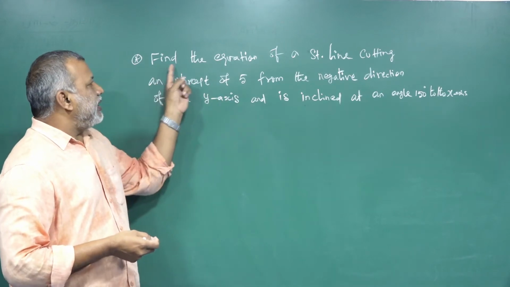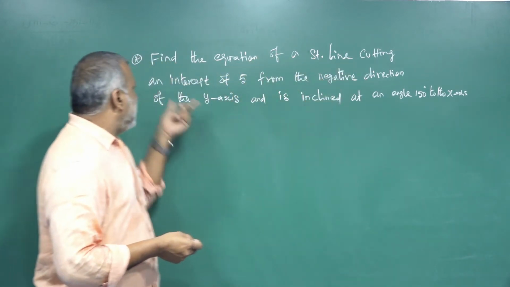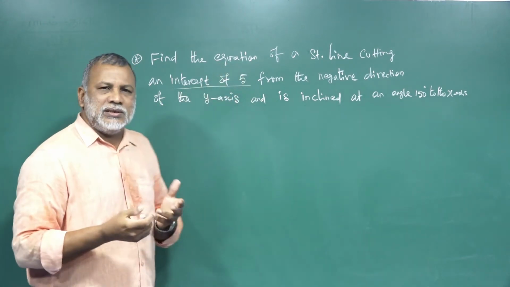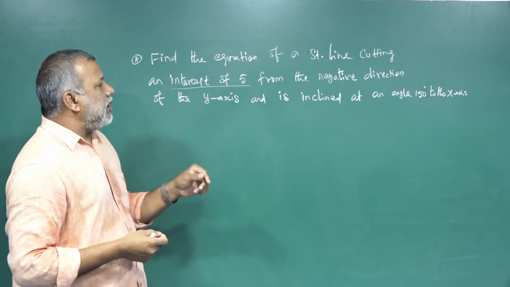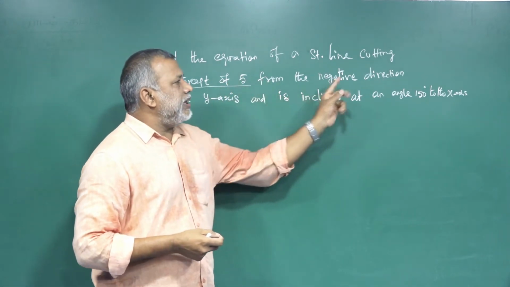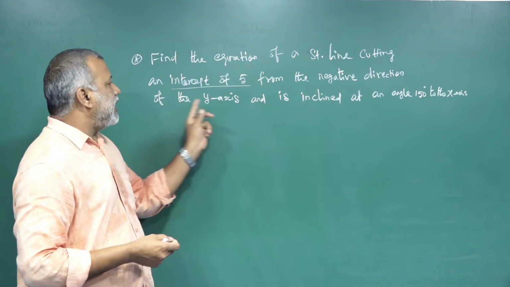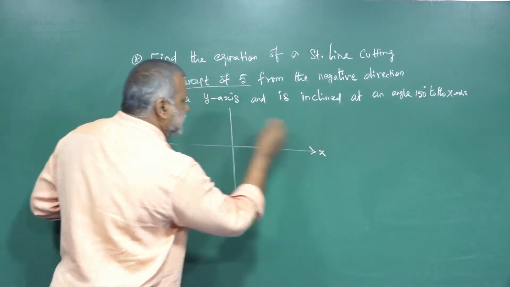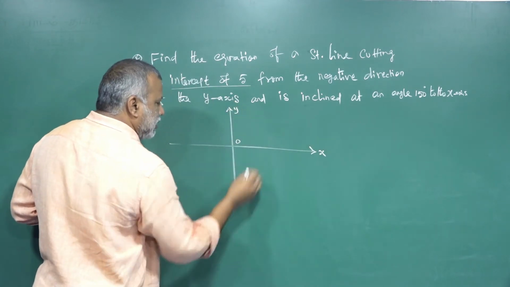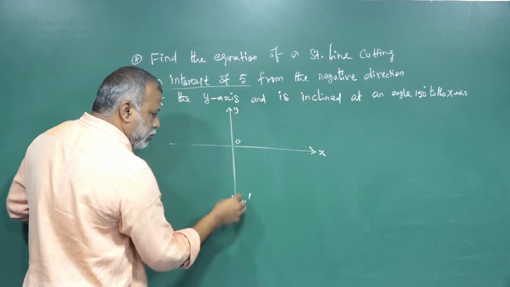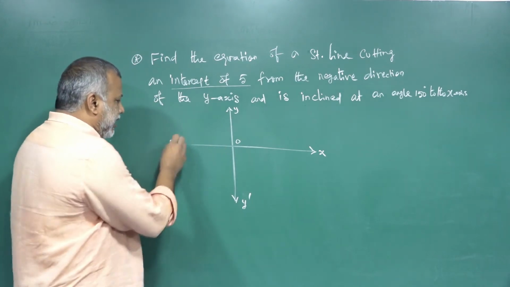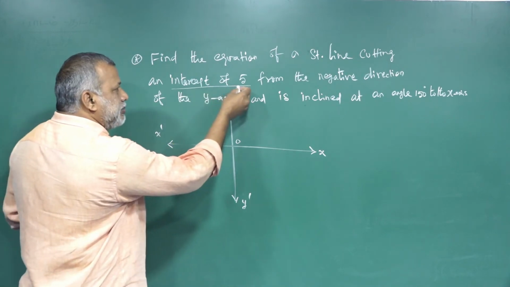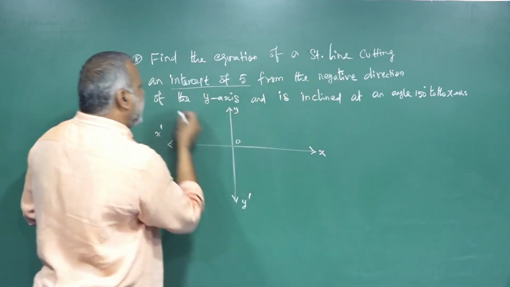See the question. Find the equation of a straight line cutting an intercept. Already you are hearing the word intercept. So, an intercept of 5 units from the negative direction of y-axis. See just a simple diagram: x-axis, y-axis, origin. This should be y-dash. Y-dash means the negative of y-axis. So, it makes an intercept of 5 units from the negative direction of y-axis.